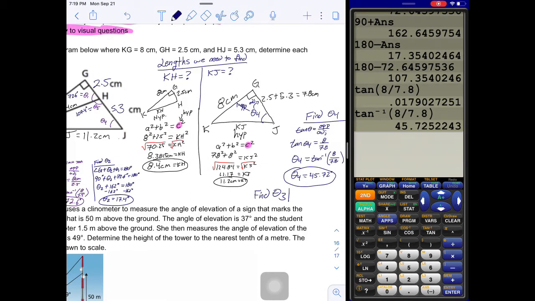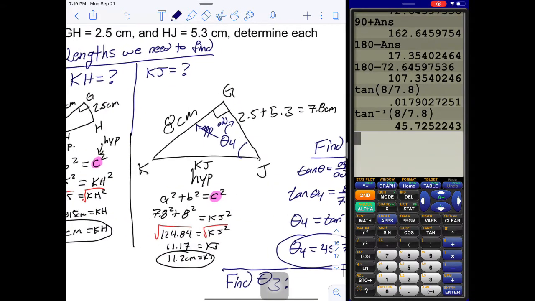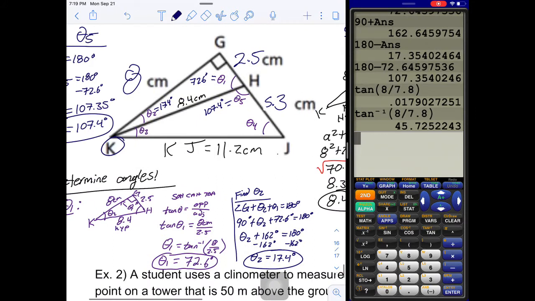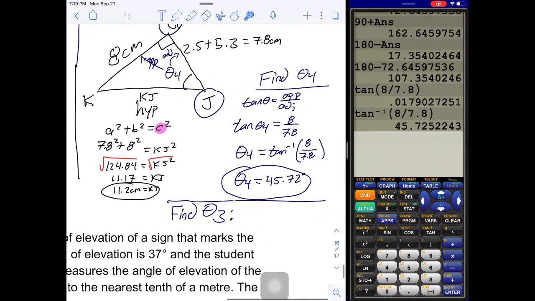Okay, so we're going to find angle 3 now. That's kind of a weird way to section it off. There we go. Find angle 3. Well, here we have angle J, we have angle G, and we're trying to find angle K. Remember, we're talking about this triangle here. So we're trying to find angle 3. So this is angle 3 here.